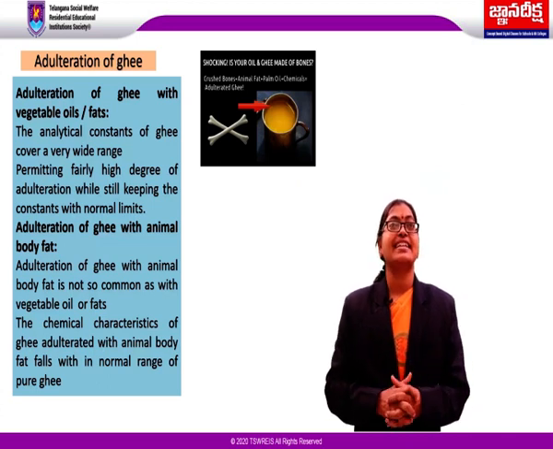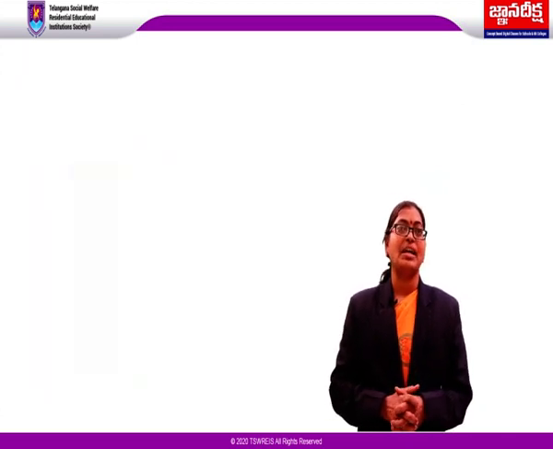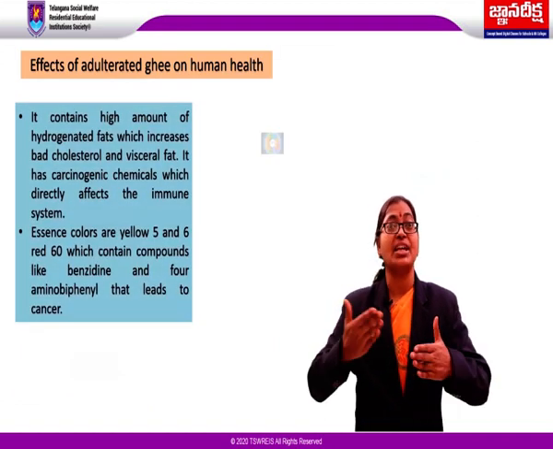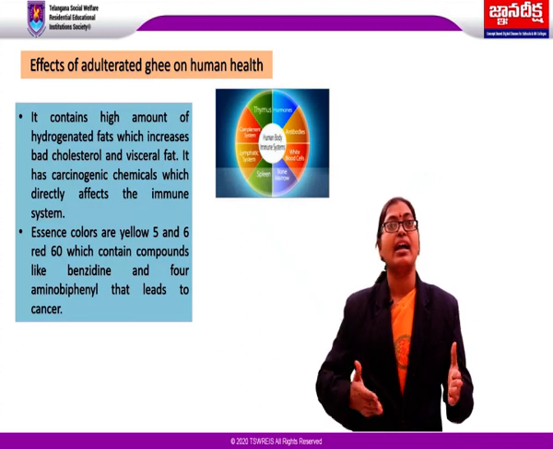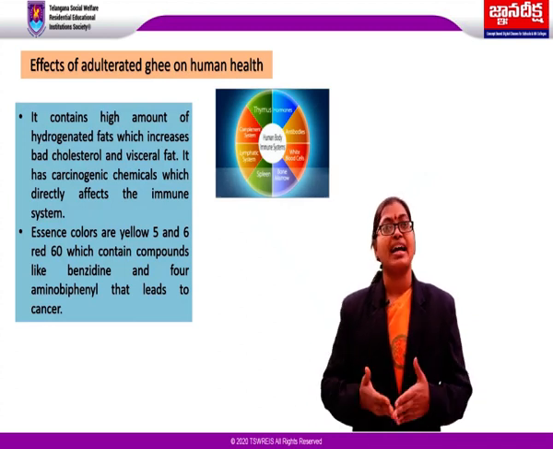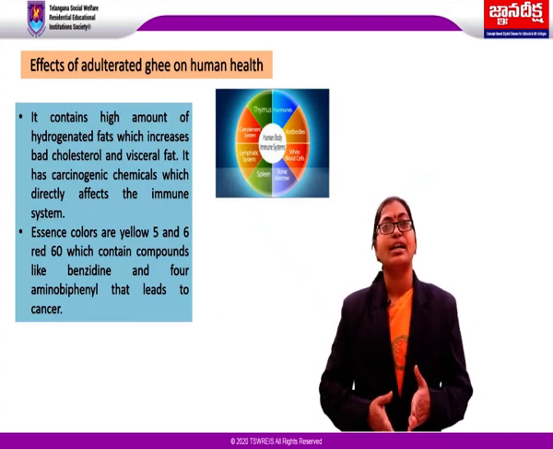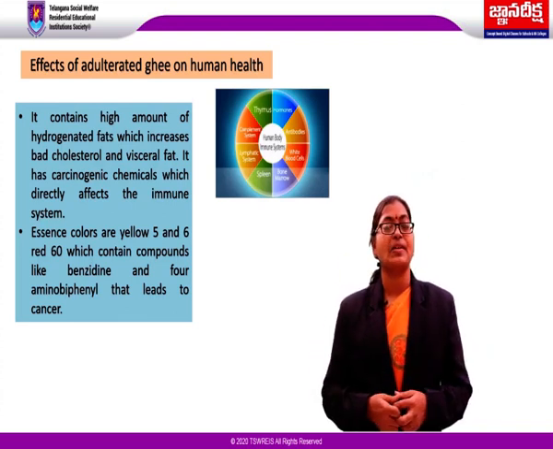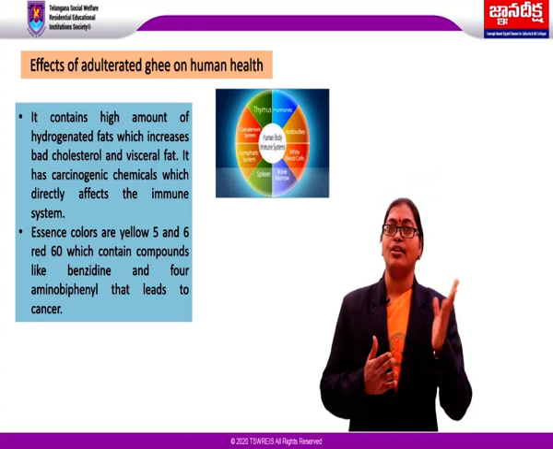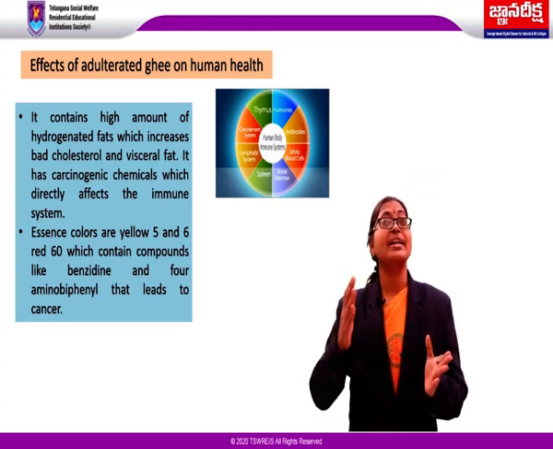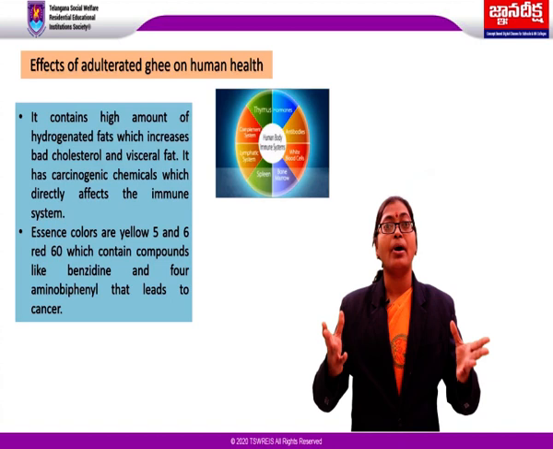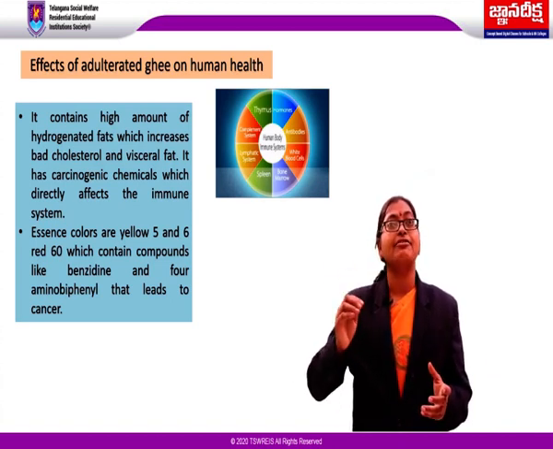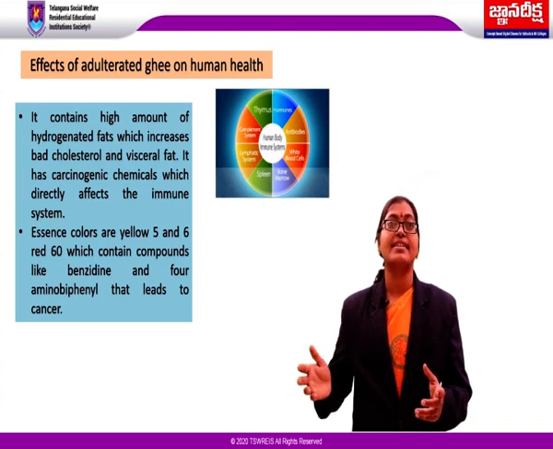Effects of adulterated ghee on human health. It contains a high amount of hydrogenated fats which increase the bad cholesterol and visceral fat. It has carcinogenic chemicals which directly affect the human immune system. Essence colors are yellow 5 and 6, red 60, which contain compounds like benzidine and 4-aminobiphenyl that lead to cancer.